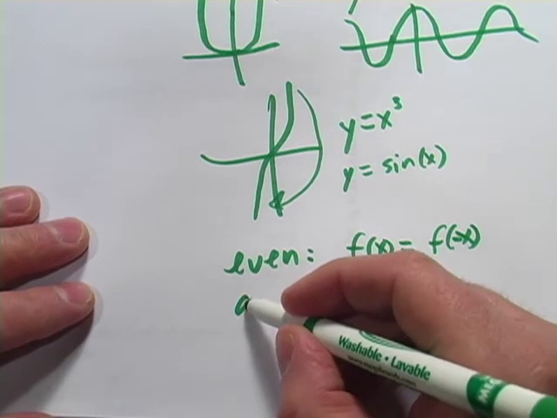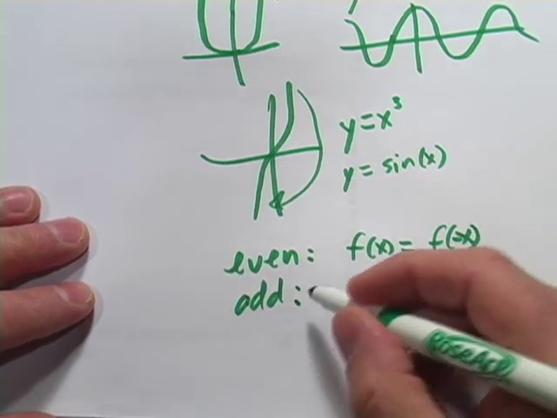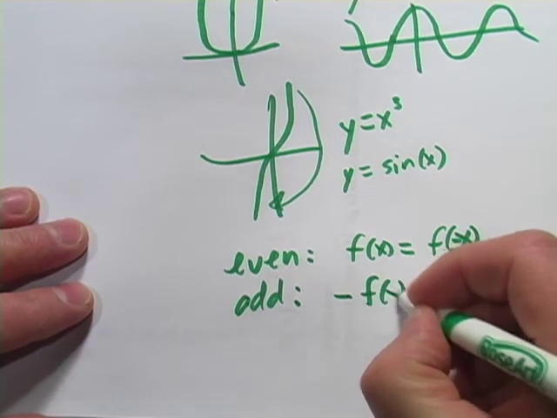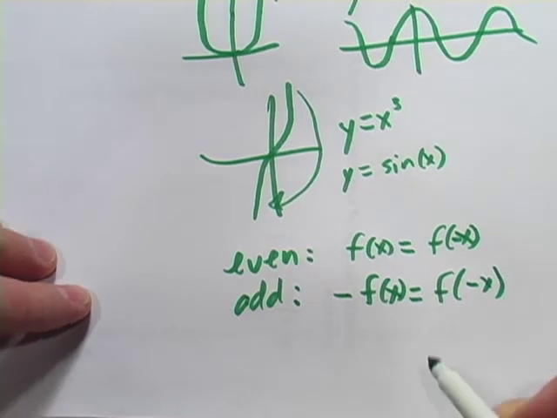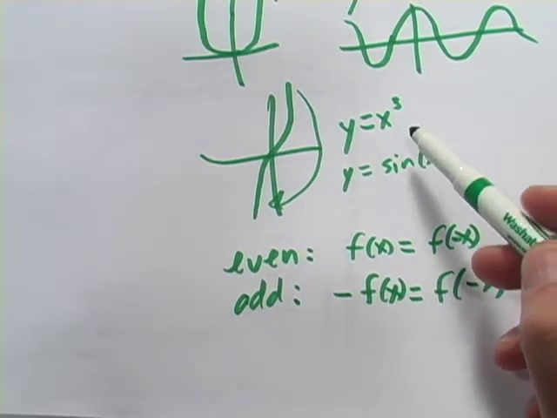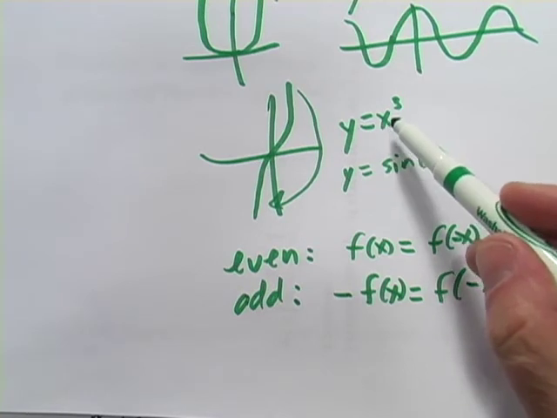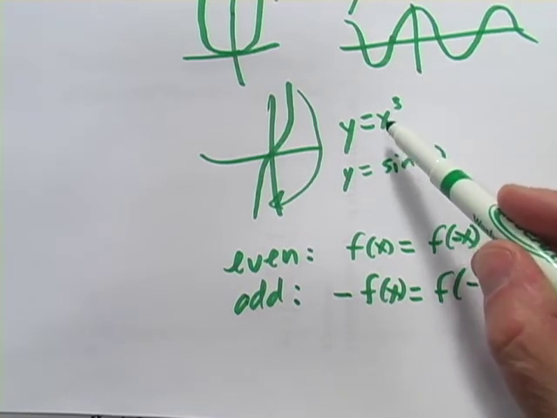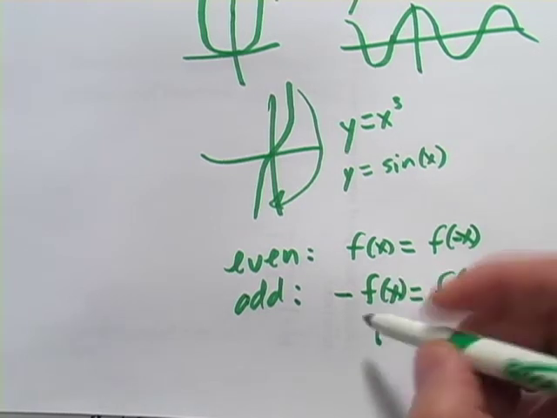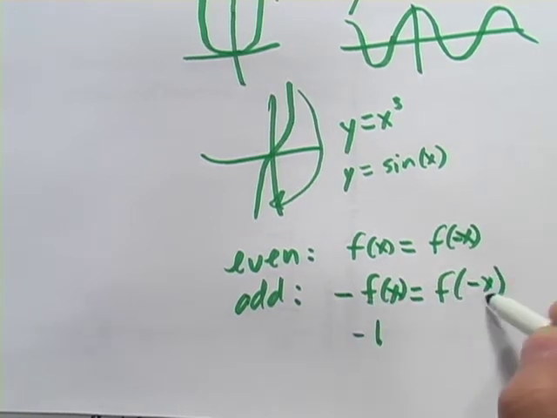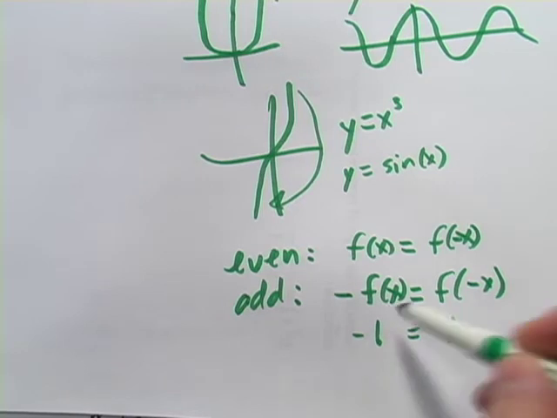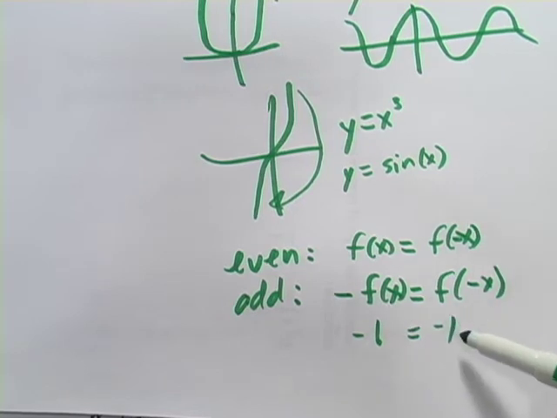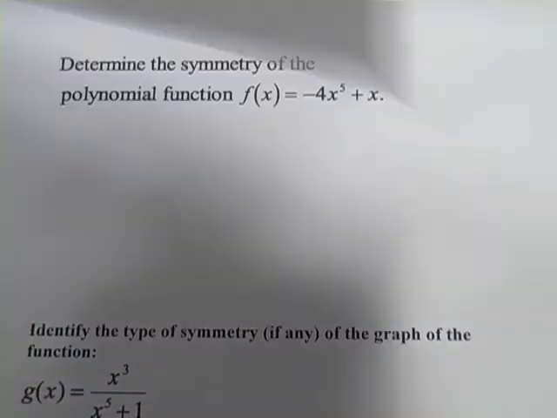For odd functions, it's a little bit different. The negative of the whole function equals f of negative x. So for example, on y equals x cubed, if I put in a 1 for x, I would get 1 for y. So this would be 1, and then I'd put that negative sign on it. And if I put in a negative 1 here, then x cubed becomes negative 1. So these are the tests we're going to apply to see if a function is odd or even. Let's look at a couple problems.